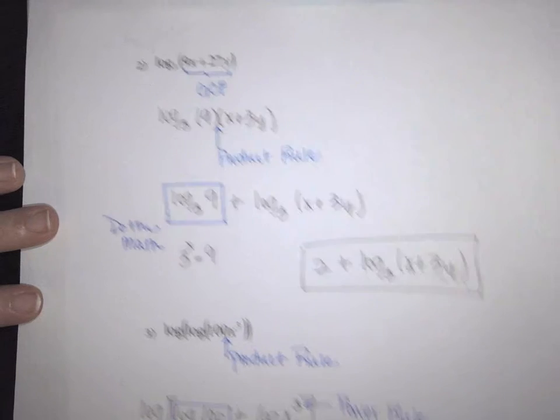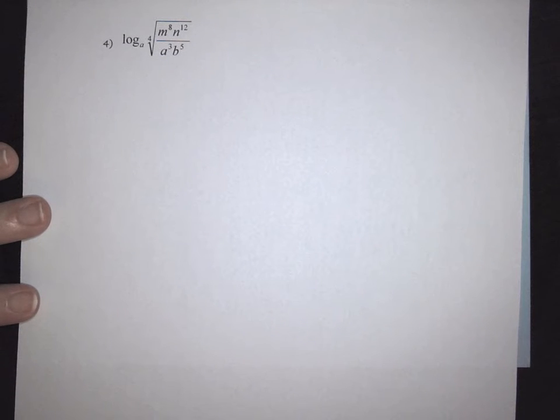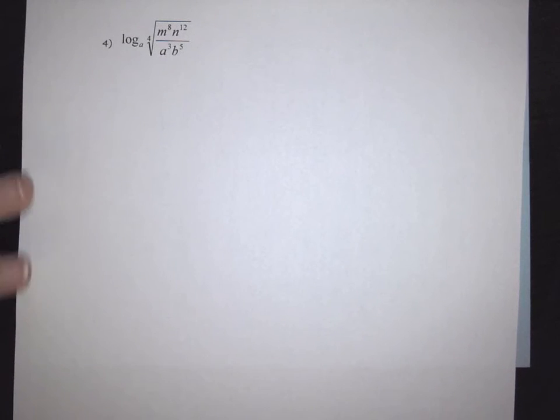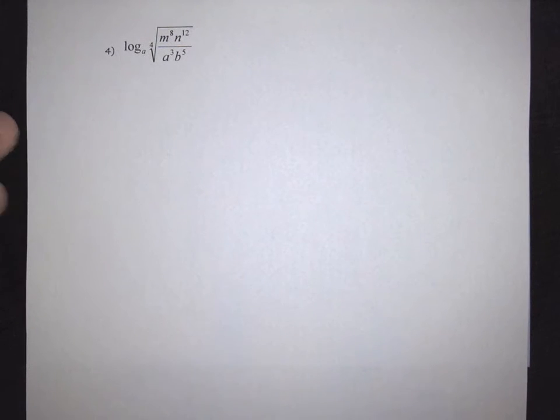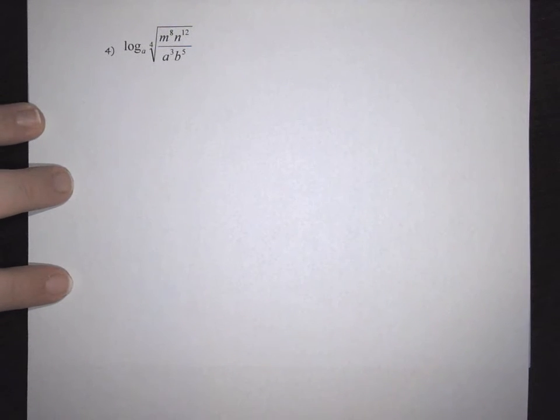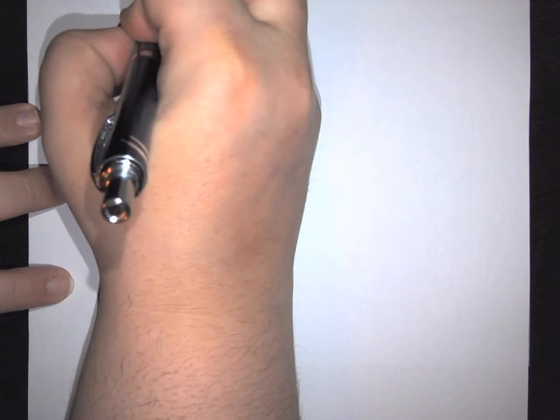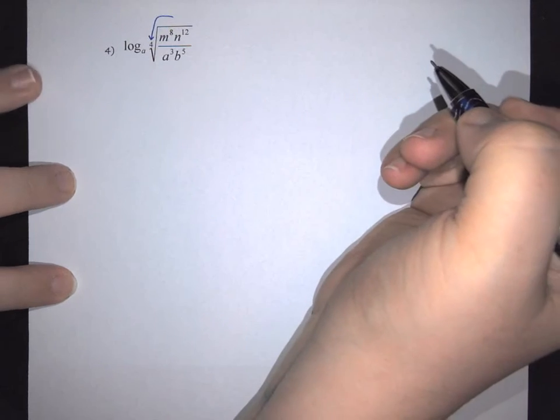Alright, let's look at one last one that's really going to kick things up into a new level. So here I've got a bunch of log rules that we have to be able to unpack. So again, we have to look at the outermost rule first and work our way in. So here the outermost rule that I have is going to come from this 4.